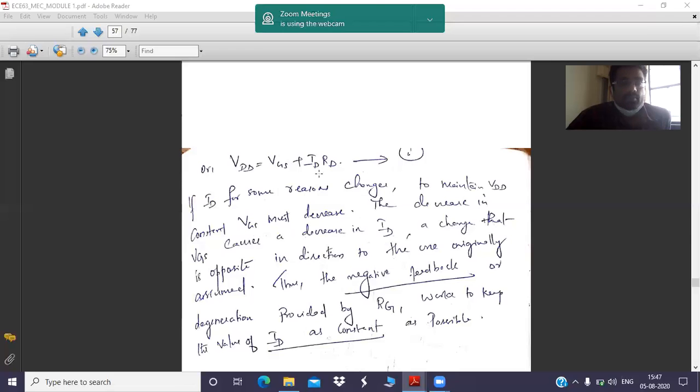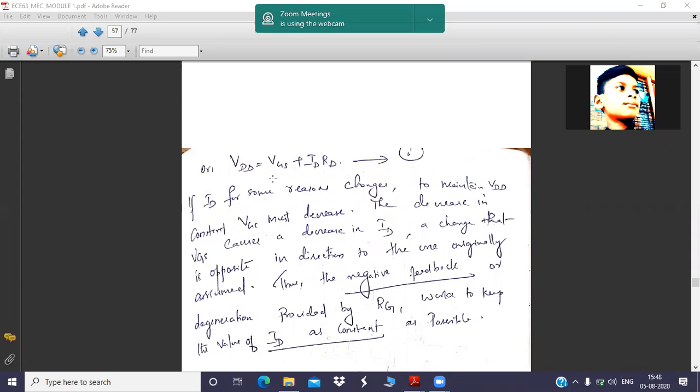IDRD is increasing, but I am telling you that VDD is constant. Why is VDD constant? Because it is a battery power supply. It is DC only. It's not going to change. Okay, so VDD is fixed. It is constant. So to maintain the constancy of this particular equation, this increment needs to be compensated by a corresponding decrement in VGS.